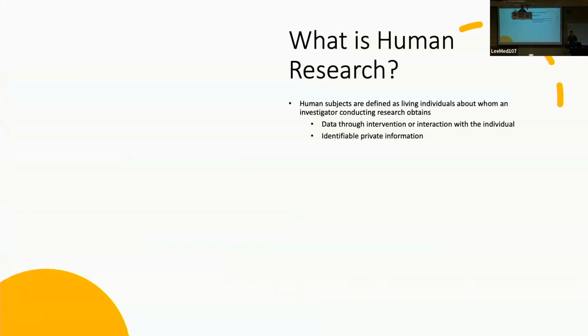What is human subjects research? Well, human subjects are also defined in those 45 CFR codified rules. And human subjects are defined as living individuals about whom an investigator conducting research obtains data through intervention or interaction with the individual and has identifiable private information. That's what a human research subject is. So if you're doing research and you're doing these things, it's now human subjects research.